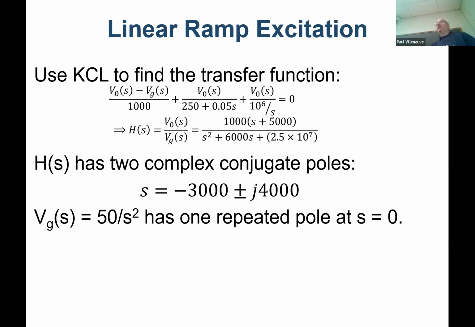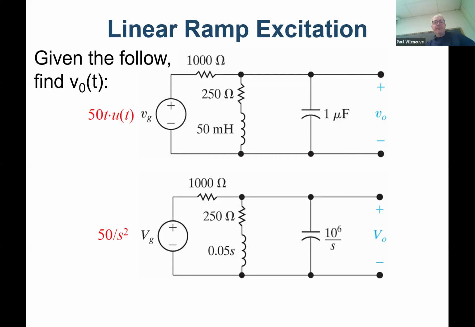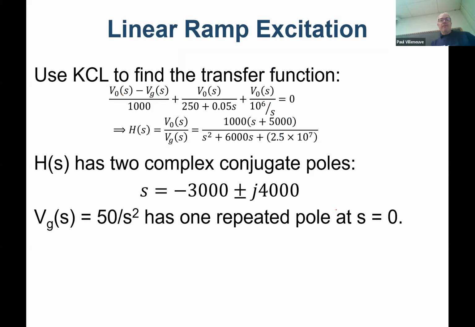So actually, I'm not going to do voltage divider. I'll do nodal analysis. So nodal analysis, V out minus VG divided by 1,000. So this is VG up here, and obviously this is V out. So the current here and here is what I'm doing the nodal analysis for.